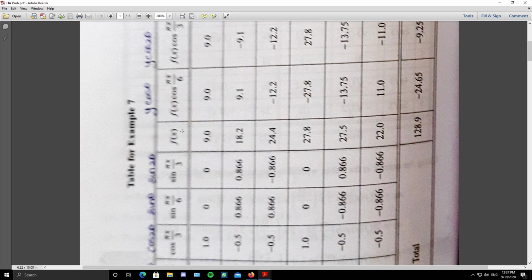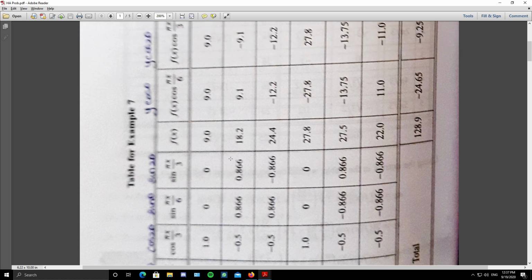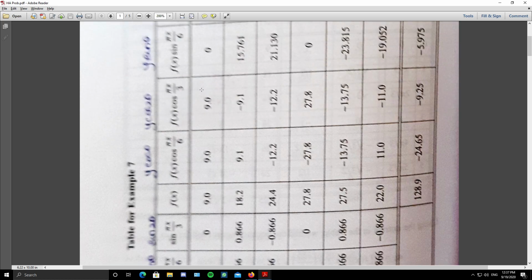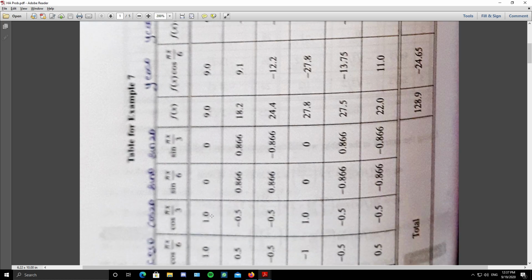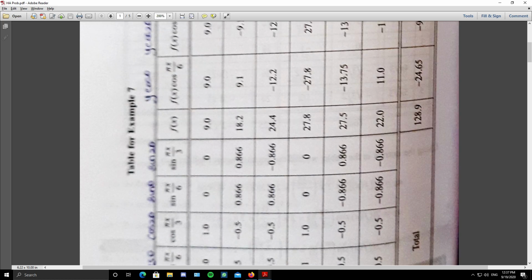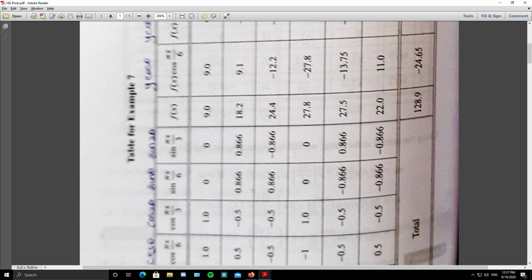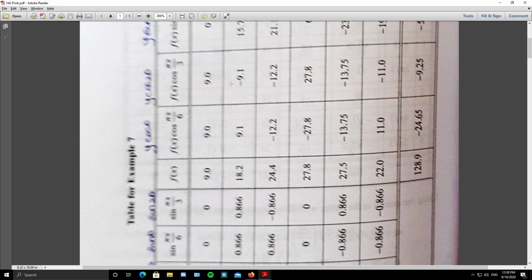Similarly, y cos 2 theta: f of x multiplied by the cos 2 theta column. I'll tell you for the first one. See, f of x is 9, 9 into cos 2 theta, that is 1, so 9. Then the second, 18.2 into cos 2 theta, which is minus 0.5. So 18.2 into minus 0.5 is minus 9.1. Similarly, you will get the other values.